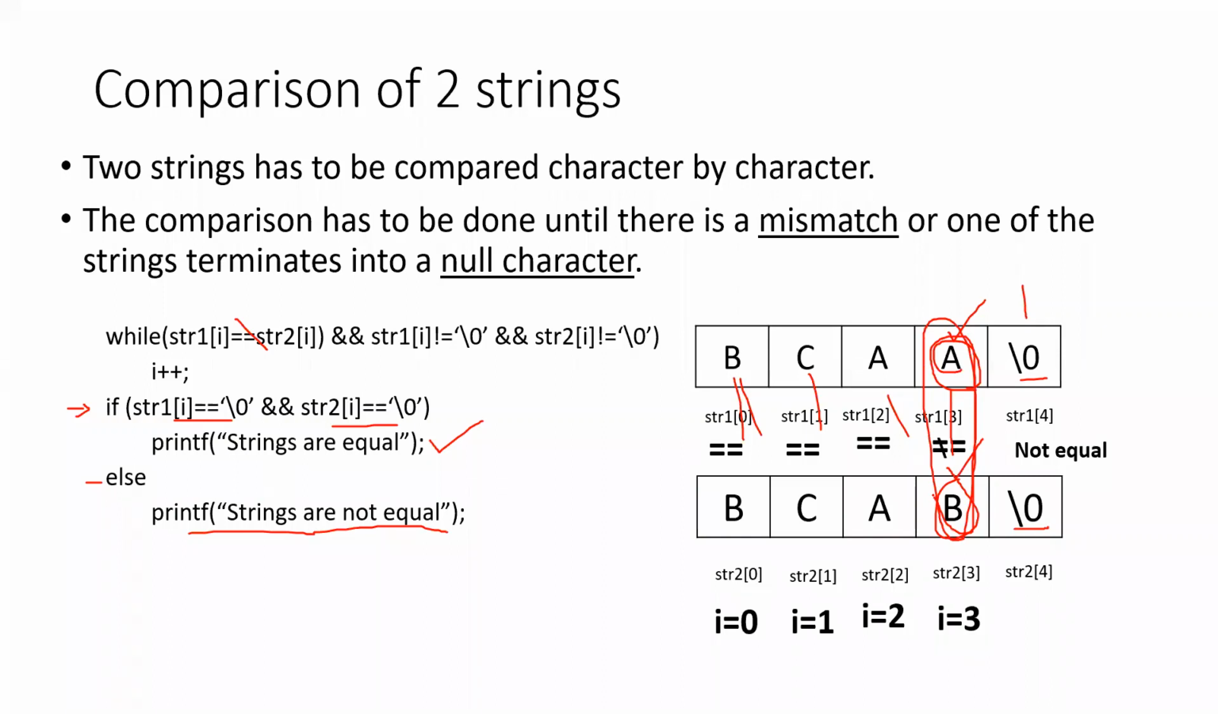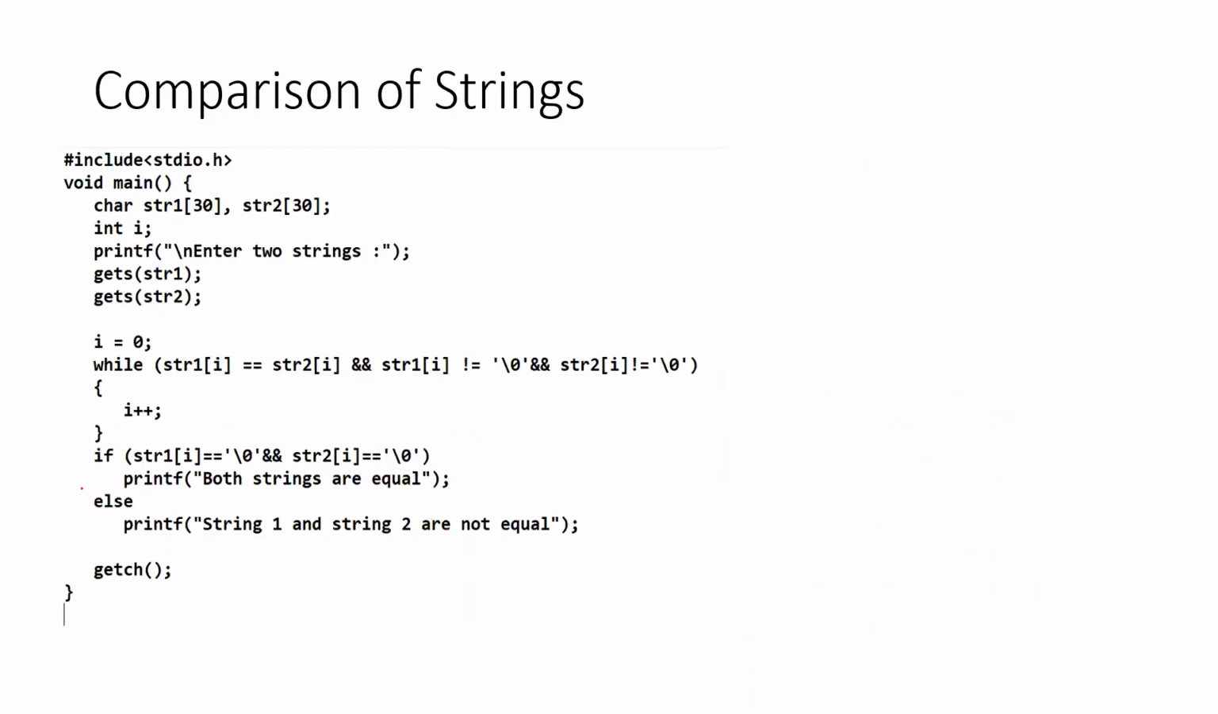So we came out of the for loop and we came out of the while loop, and now we are printing strings are not equal. So this same program I have converted into a while loop program. You have to execute this same program. Later we will be changing this program using a pointer program. So all of you please write this program.